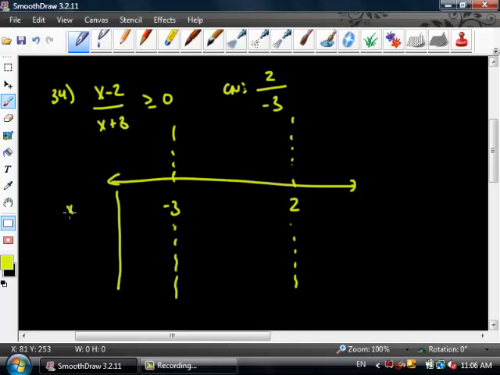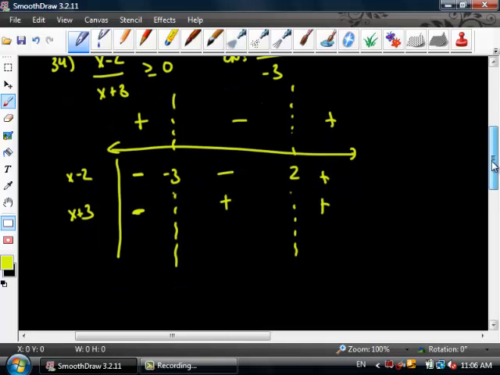And now x minus 2 times x plus 3. A number way smaller than negative 3 is negative 5 trillion. That's going to produce a negative number here and a negative number here. In between negative 3 and 2, let's choose 0. 0 is going to give me negative, positive. Beyond 2, let's choose 2 trillion, positive, positive. So that's going to give me a positive, negative, and a positive.